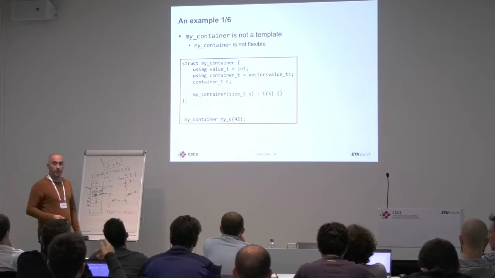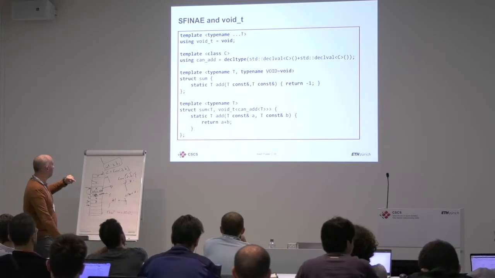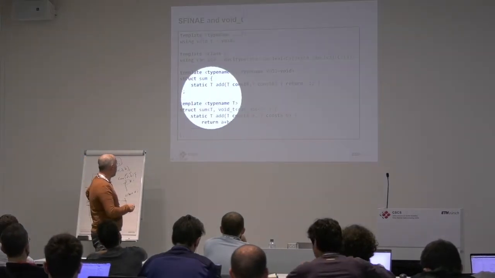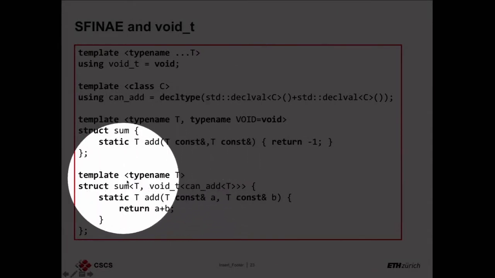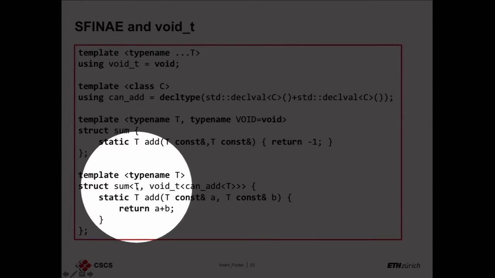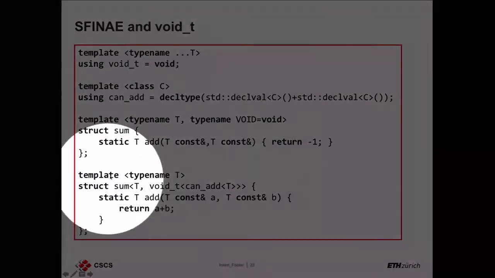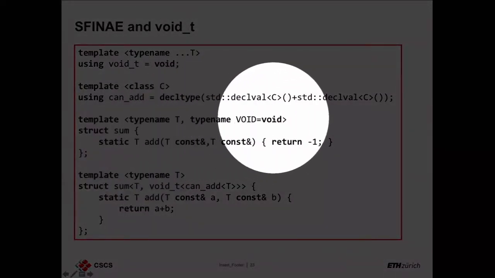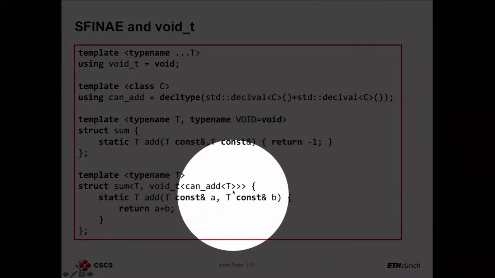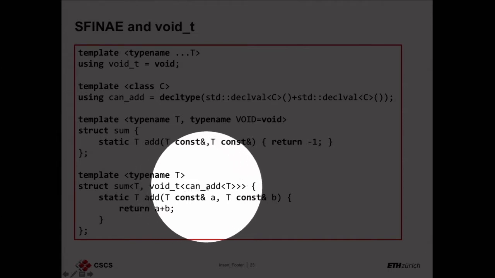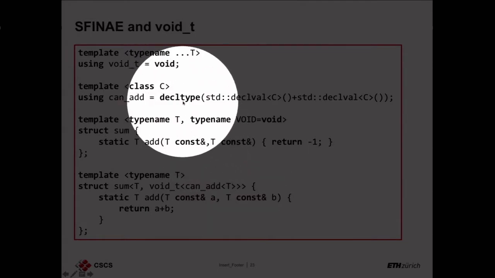Sorry. Can you explain void_t here again? Yeah, okay. Void_t, so I'm here, and I say void_t, I pass it type T, and I say sum of T and void_t. So when I call sum of T, we'll go to the primary template, and this will be T and void, right? This is what I want to instantiate. Now void_t will have a list of types here, and the type will be whatever this can_add type is. And can_add T is the decltype of this.